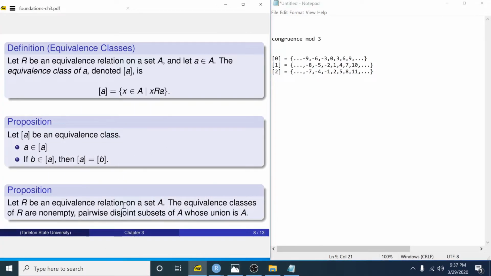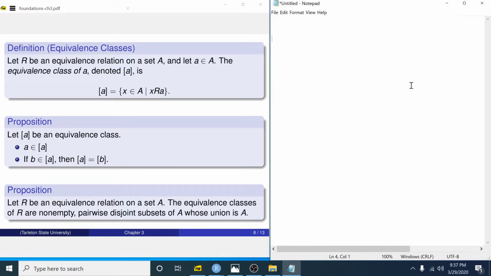We want to prove that if we have an equivalence relation on a set A, the equivalence classes are non-empty, pairwise disjoint subsets whose union is the whole space A. We would like to do that. Before we can do that, though, we need to establish this proposition here, and that's going to allow us to prove this proposition, and it'll be nice and easy once we do that. Okay. So let's go ahead and prove this one.